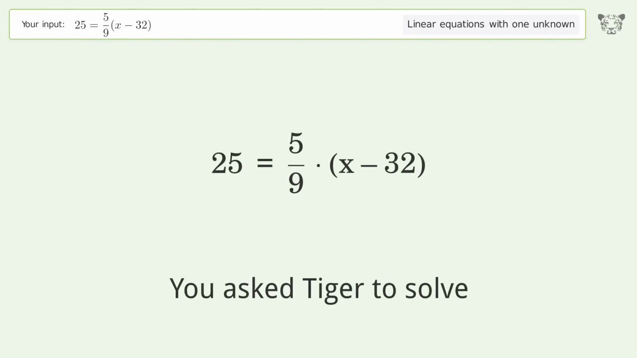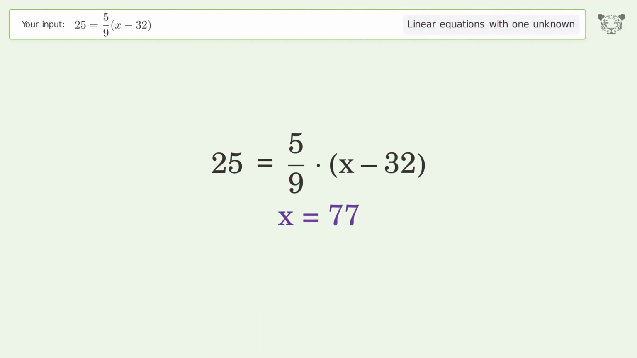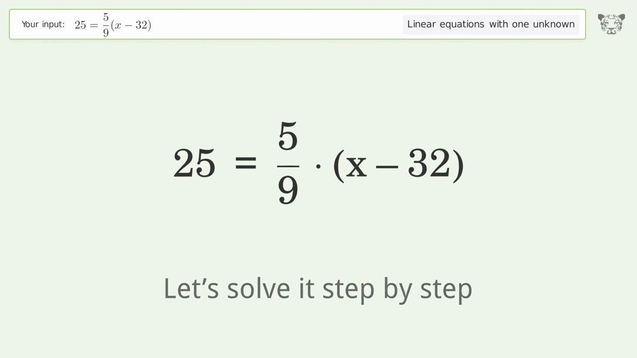You ask Tiger to solve. This deals with linear equations with one unknown. The final result is x equals 77. Let's solve it step by step.